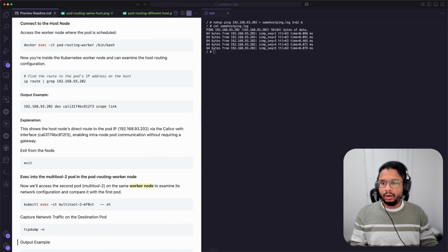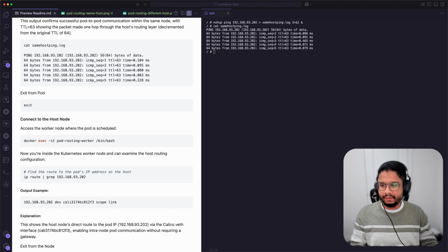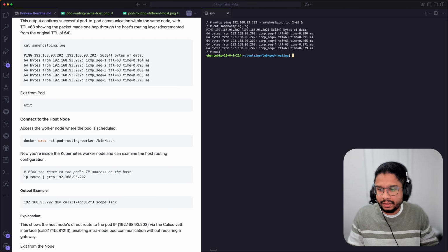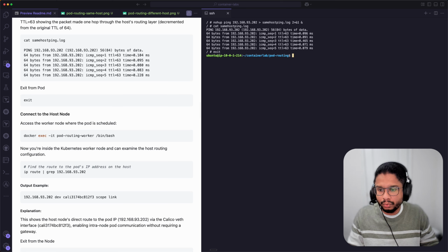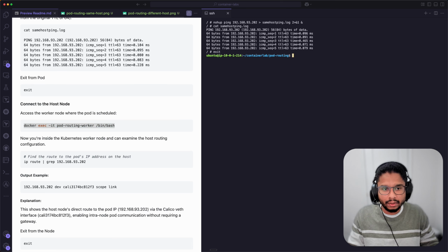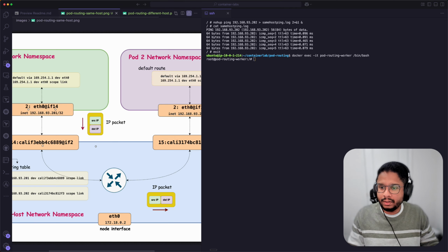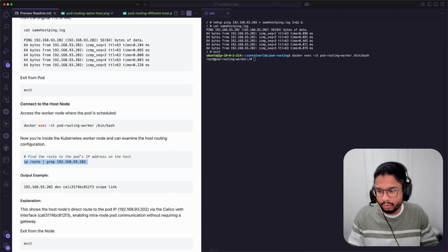Okay. All right. So what I'm going to do next is exit from this particular pod. And then we are going to get into the worker node, which is worker 1 essentially. So we've now come out of the pod, and right now I am in the worker node. And in the worker node, if I do an IP route and grep for the IP of the second pod, we're going to see that that route points to this particular interface.